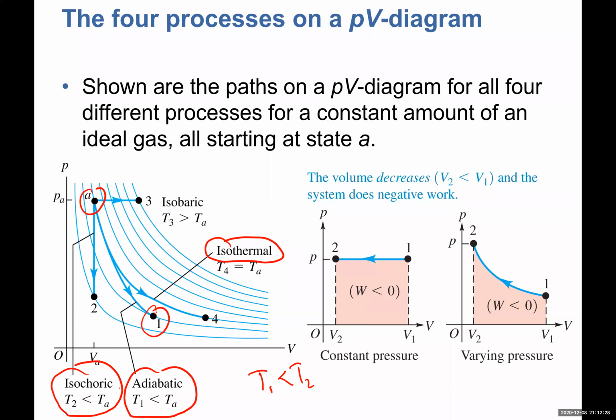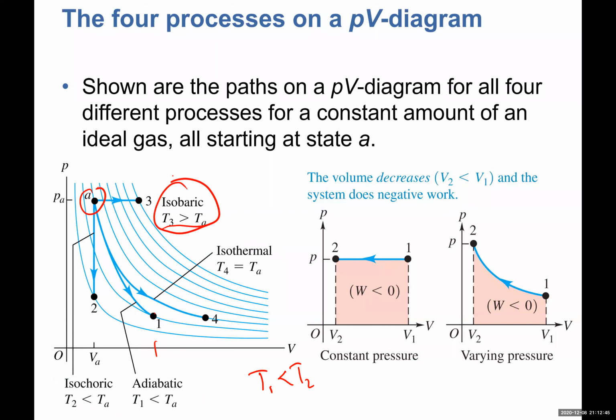Going from A to 3, the temperature increases, so T3 is greater than TA, and the volume increases, but pressure remains constant. This is known as the isobaric process, a constant pressure process. So in this particular case, we are increasing temperature. You can also go from 3 to A, right? The idea is that you're changing temperature and volume, but pressure remains constant. This is one of those things when I say, if you increase the volume, right?